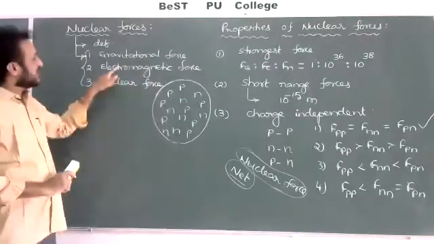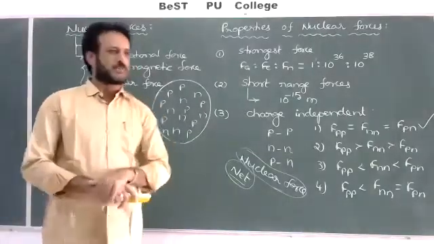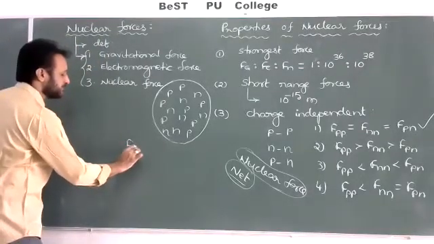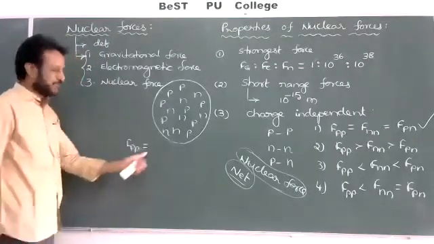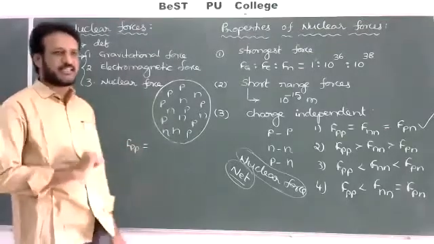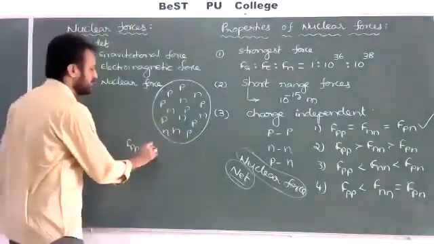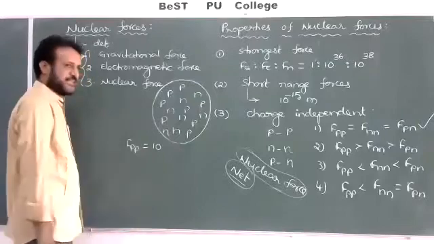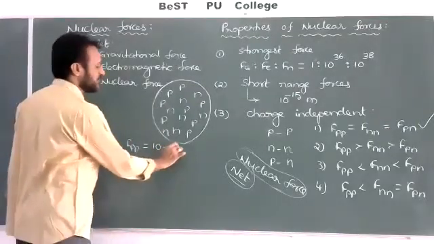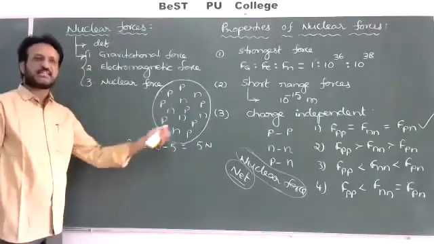But here the electromagnetic force only acts among charged particles, the protons. So clearly, for example, I am choosing FPP. FPP means nothing but between the proton and proton. Between the proton and proton, 2 types of force I can consider. One is the nuclear force, one is the electrostatic force. For example, nuclear force is equal to 10 Newton. Electrostatic force is a repulsive force, that is minus 5 Newton. Then total is equal to 5 Newton. It is a repulsive force.